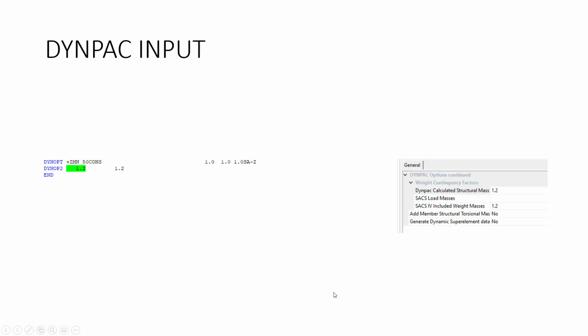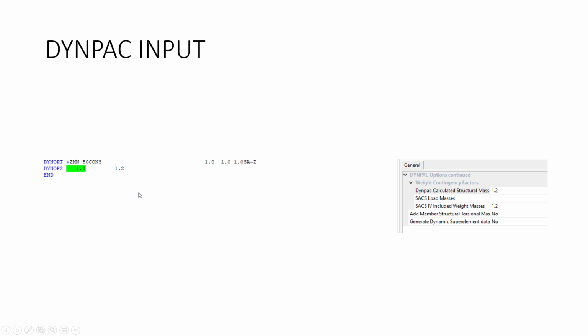Now this is the Dynapack input file, where I have to mention the direction x, y, z as 1 1 1, and 50 is the number of modes that I want to request from the program. This 1.2 is for any structural contingency; if there is any, you put 1.2 or 1.1, 10% or whatever it may be, or if you don't want any contingency just put 1.0. This is the dynamic input file, that's all.